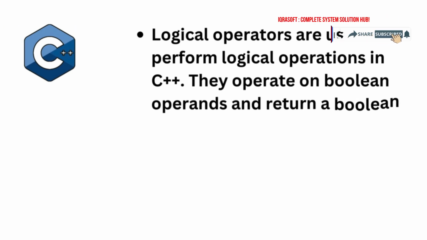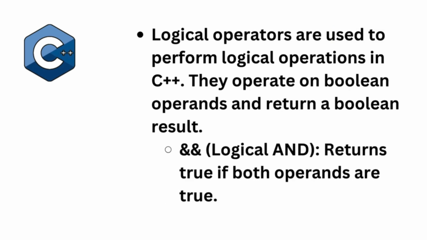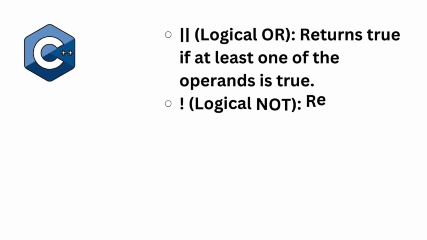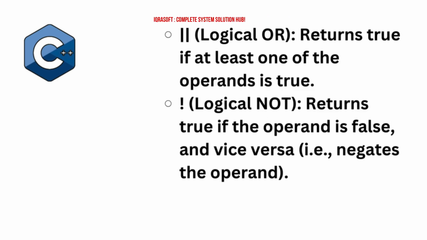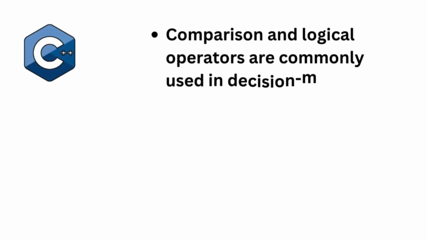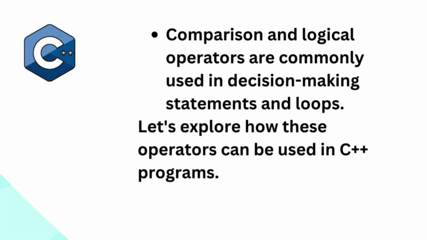Logical operators are used to perform logical operations in C++. They operate on Boolean operands and return a Boolean result. Logical AND (&&), returns true if both operands are true. Logical OR (||), returns true if at least one of the operands is true. Logical NOT (!), returns true if the operand is false and vice versa, that is, it negates the operand. Example: bool isTrue = true, isFalse = false; bool result1 = isTrue && isFalse, false; bool result2 = !isFalse, true; bool result3 = !isTrue, false. Comparison and logical operators are commonly used in decision-making statements and loops. Let's explore how these operators can be used in C++ programs.